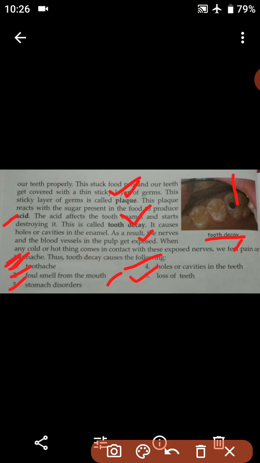So students, gradually what happens? After many days of tooth decay, we will finally lose the teeth. That means our tooth will come out from its original place. Okay, so I hope it is clear to you till here.